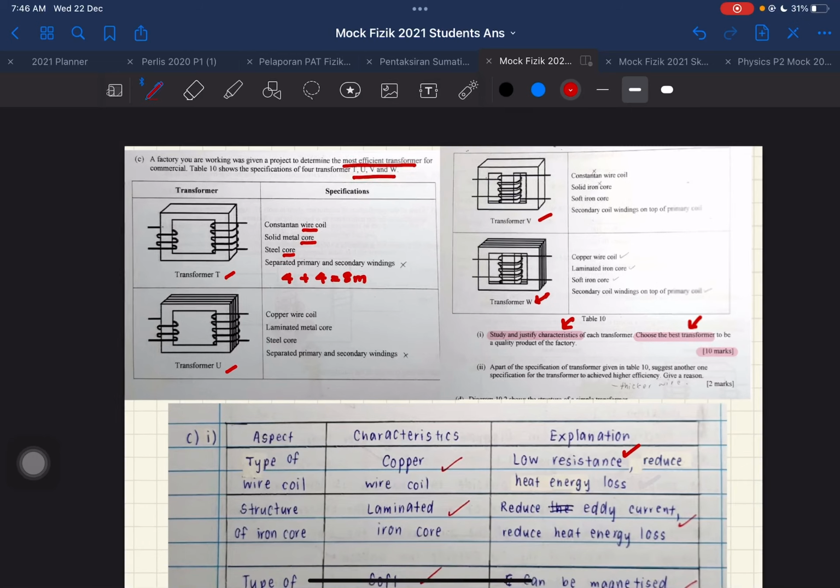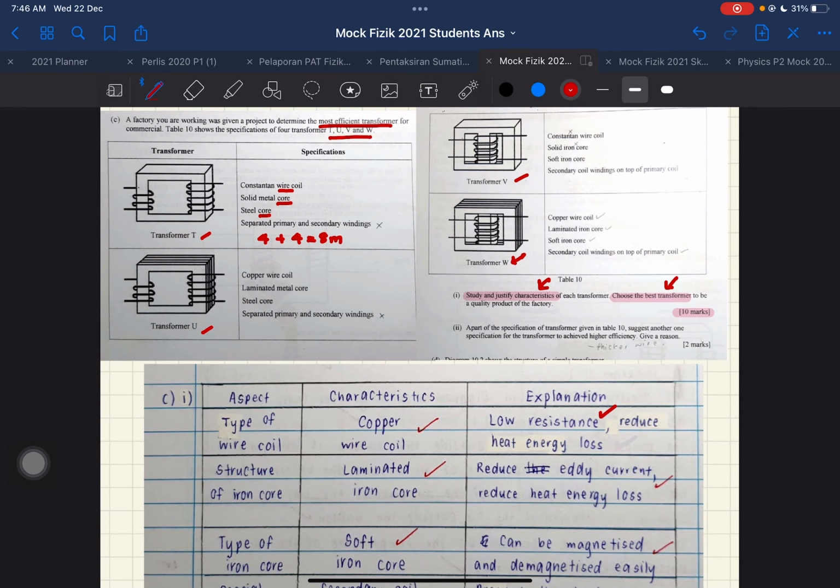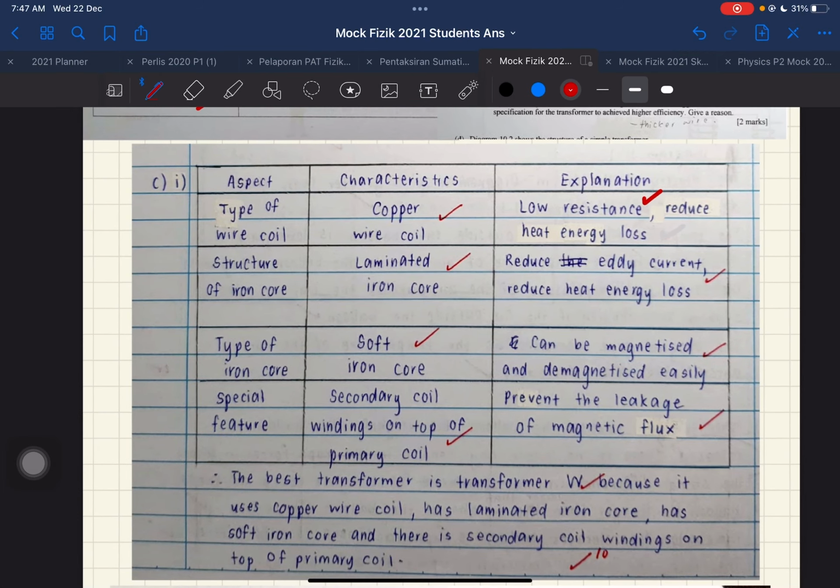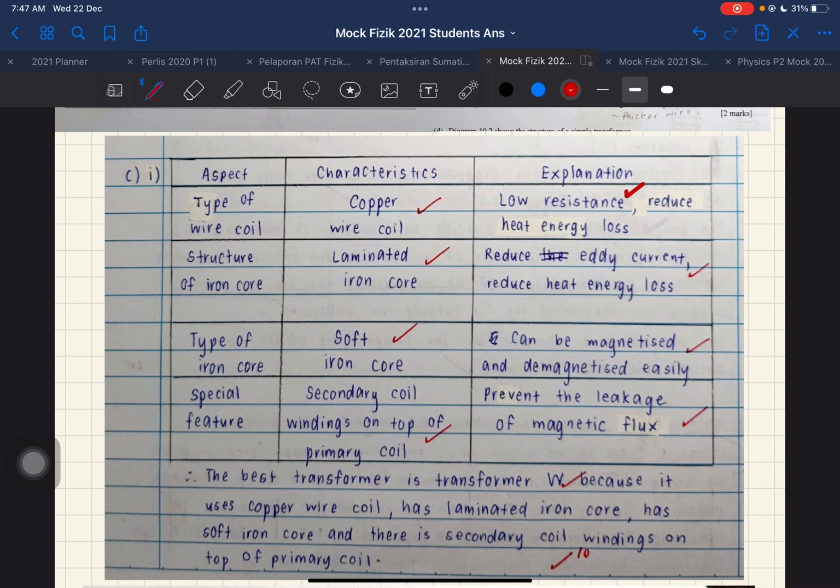For this type of question, I strongly advise you all to write in table form. It will be easier for you to write your answer clearly. The table, best to write in 3 columns, like this. This is done by one of my students. I can say a perfect answer.